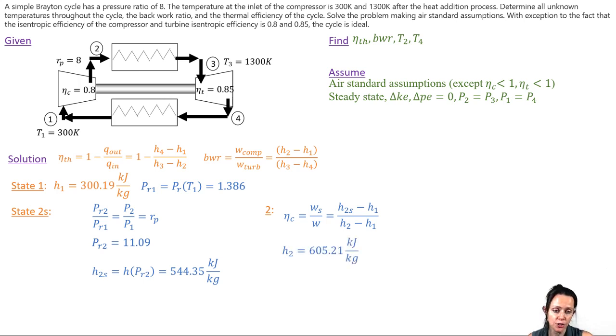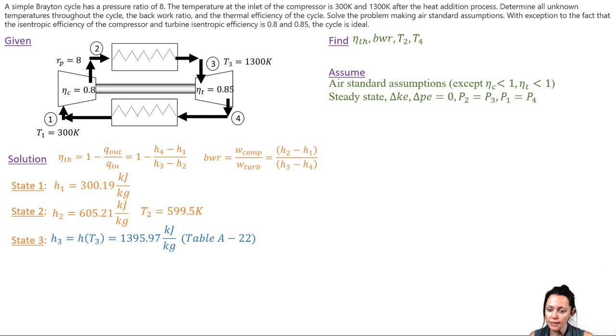And I solve for my H2, I get 605.21, and of course I need my T2 value as well, and I just interpolate off the ideal air tables for that. Now I'm on to state 3. I have T3, so I can get my H3 value. Just read that off the table, off of table A22.